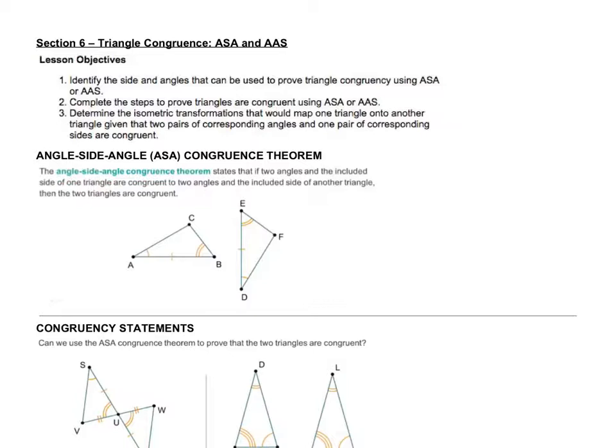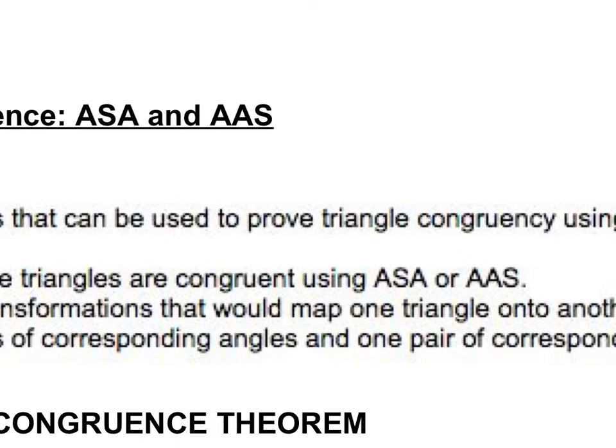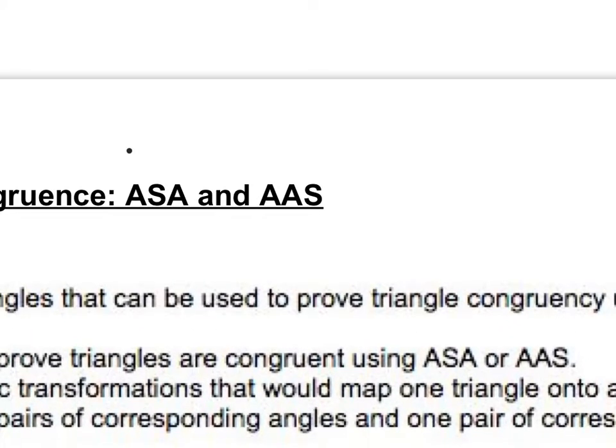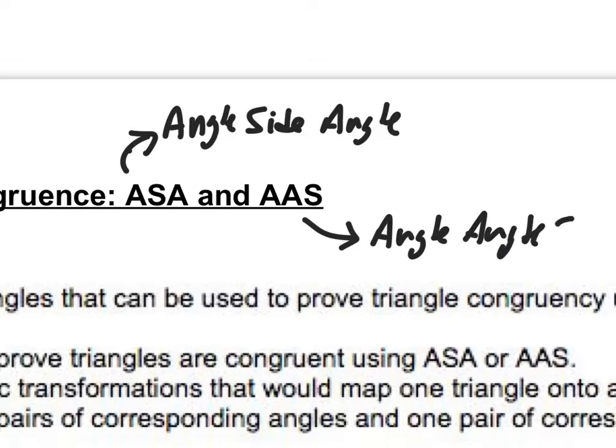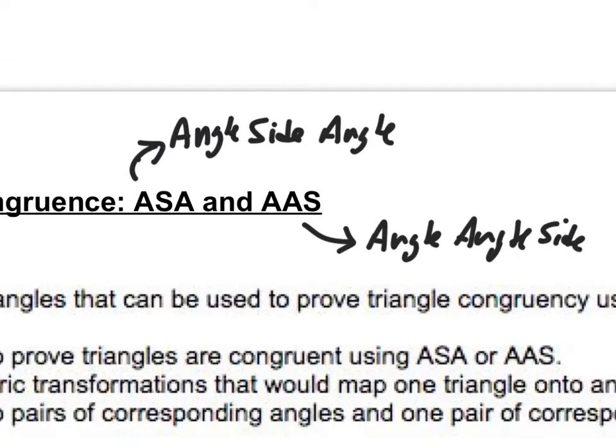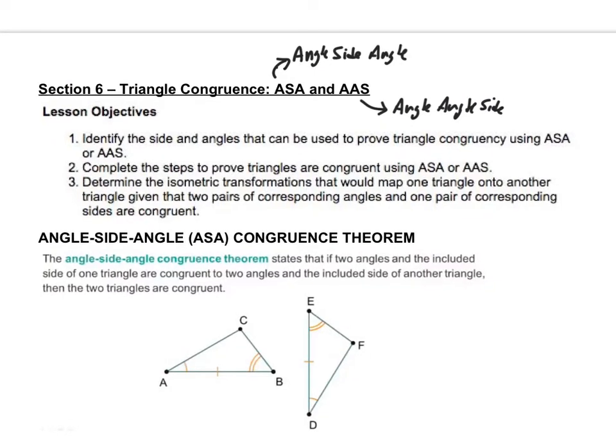This is Unit 4 and this is Section 6, triangle congruence using ASA and AAS. Before we do anything, ASA stands for angle, side, angle, and AAS stands for angle, angle, side. Okay, so it's very similar to side angle side, what we did in the last unit, but we have other methods of showing that triangles are congruent.